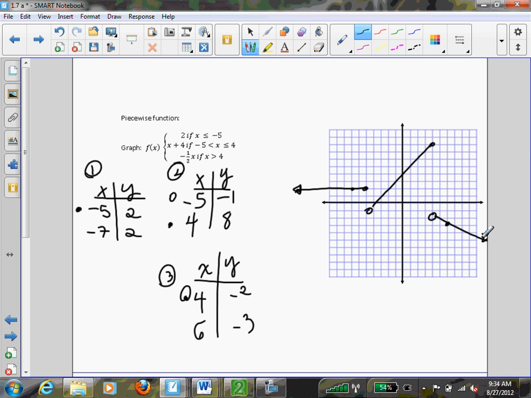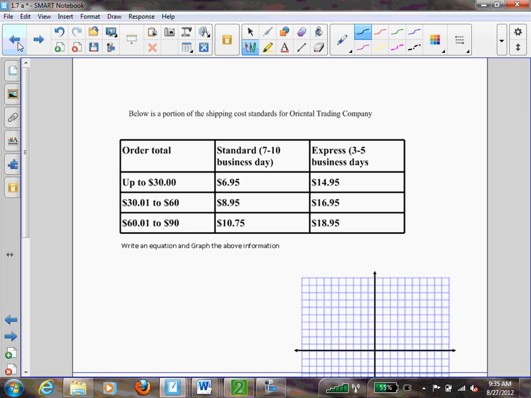A real life example of a piecewise function. This one beforehand that I didn't do is an example of a piecewise function. You've got shipping costs. If your thing costs $30, you'll spend $6.95 for shipping if you want to go standard. If you spend between 30 and 60, now it costs $8.95. If I want to go express, I'm going to spend even more, $14.95. So this is really a real world application problem. Your tax brackets, again, piecewise functions.